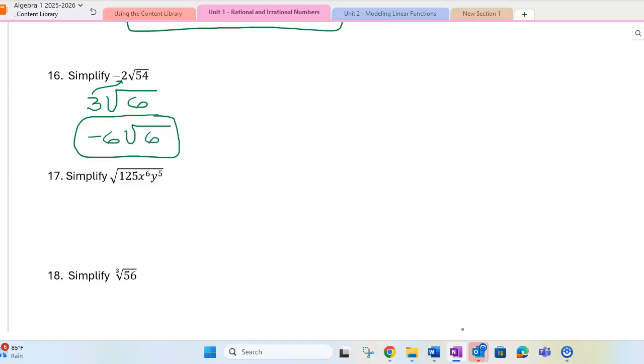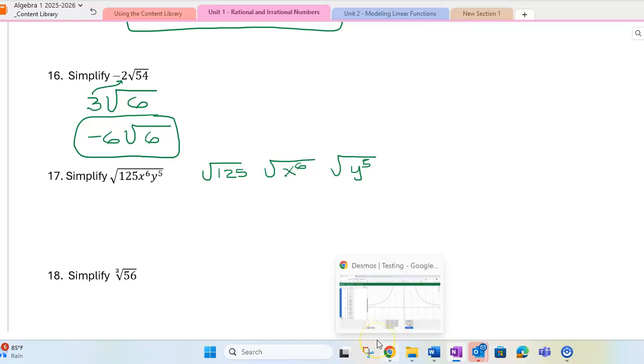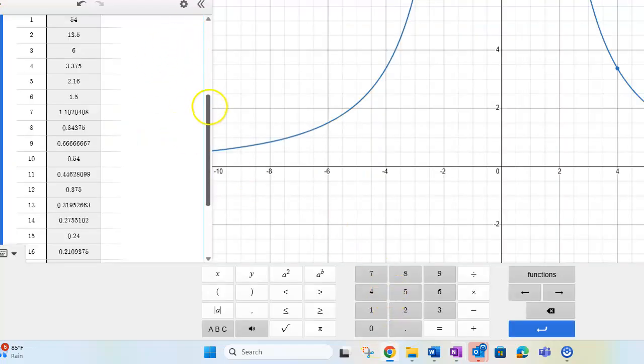Now, this problem is a little bit different. I am going to break it up into pieces. I'm going to do the square root of just the number. I'm going to do the square root of x to the 6th. And I'm going to do the last square root of y to the 5th, okay? Now, the square root of 125, we can put that into Desmos. All numbers we can put into Desmos. So let's go see what that is. So let me erase everything that we just did.